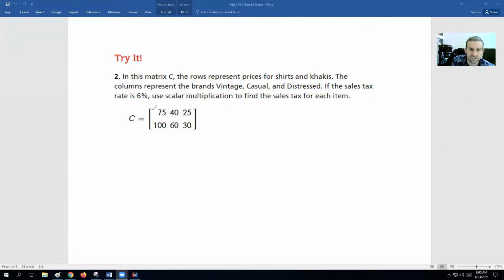All right, let's see if you did this right. What we need to do is multiply every single one of these numbers by 0.06, and so we would get a new column, a new matrix. 75 times 0.06, I'm going to use a calculator here, we get 4.5. 40 times 0.06 is 2.4. 25 times 0.06 is 1.5. 100 times 0.06 is 6. 60 times 0.06 is 3.6. And 30 times 0.06 is 1.8.